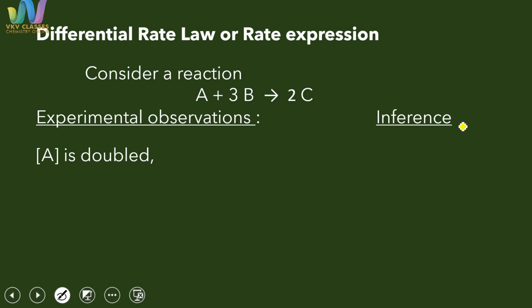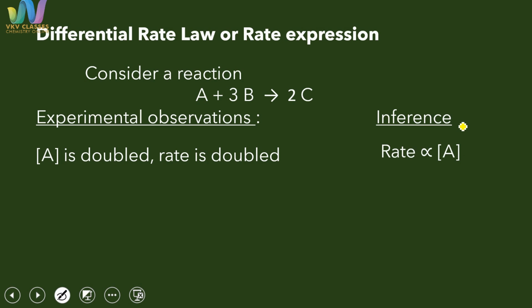When concentration of A is doubled, rate also is doubled. അതായത് എയുടെ കോൺസെൻട്രേഷൻ ഡബിൾ ആകുമ്പോൾ റേറ്റും ഡബിൾ ആയി. അപ്പൊ രണ്ട് മാറ്റവും ഒരേപോലെയാണ് ഉള്ളത്.